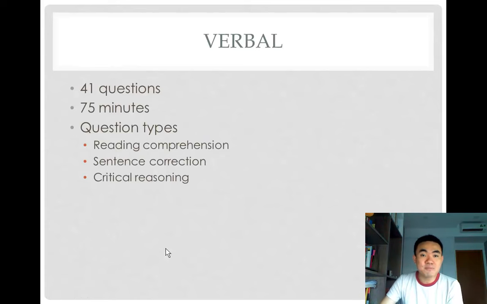The last part within the GMAT exam is the verbal part, in which you are given mostly questions on the use of English. You are given 41 questions, and you are allowed 75 minutes to answer them in this section. There are three question types in this section: the reading comprehension questions, the sentence correction questions, and the critical reasoning questions. We will look into each of these 3 types separately and more carefully.